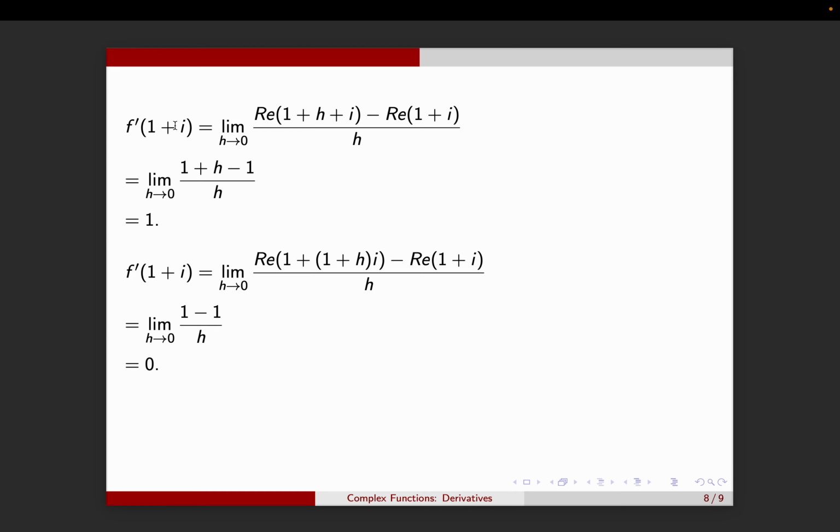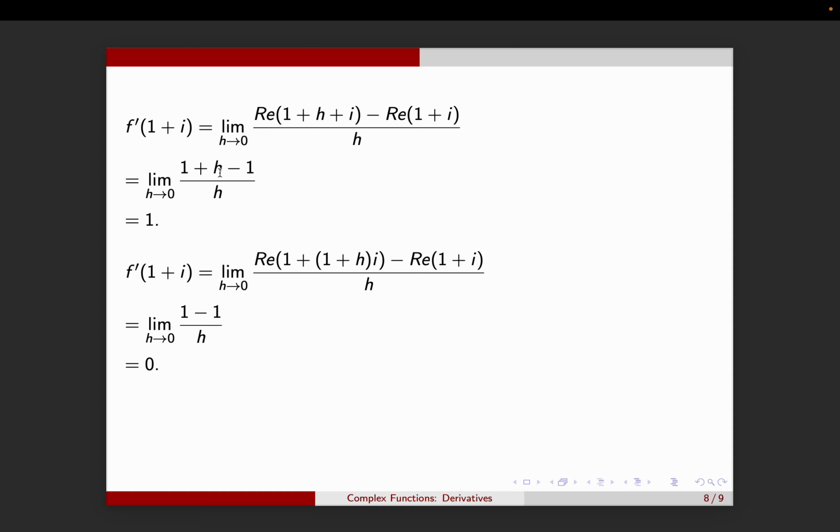Okay, so let's think about f prime of 1 plus i approaching left to right. So this is like an east-west approach to 1 plus i. If you just process what's happening here, the real part of 1 plus h plus i is just 1 plus h. The real part of 1 plus i is 1. And then you subtract. So you end up with h over h. So this limit is 1. But if you approach 1 plus i up, down, north, south by fiddling with the imaginary part, like this, now the real part of all this is just 1, because the h is now attached to the i. The real part of this is still 1. 1 minus 1 is 0. Like, there's no more h in the real part.